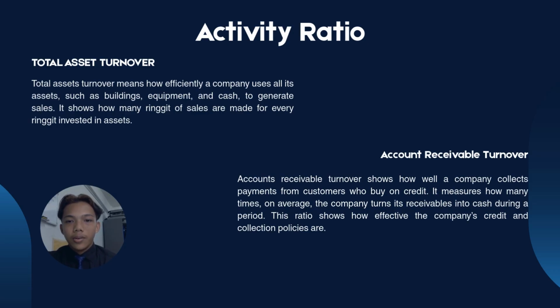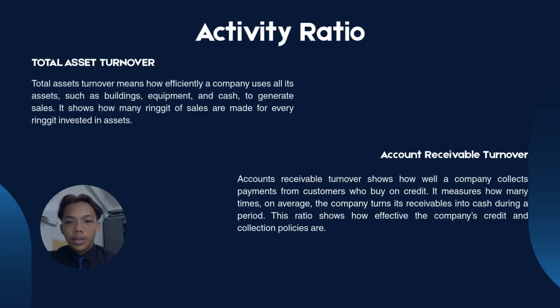The second one is account receivable turnover. For Ideal Capital Berhad, account receivable turnover is 1.92. For interpretation, an account receivable turnover ratio of 1.92 indicates that the company collects its receivable about twice a year. This shows a slow collection period, suggesting that the company may need to improve its credit and collection of account receivable.